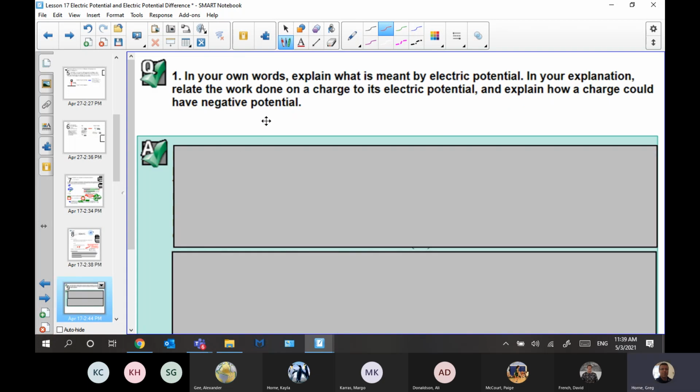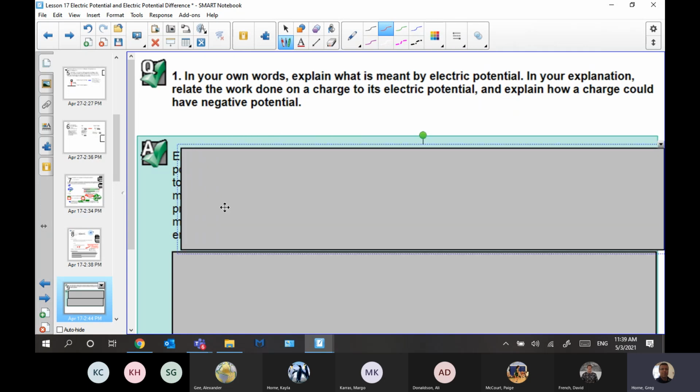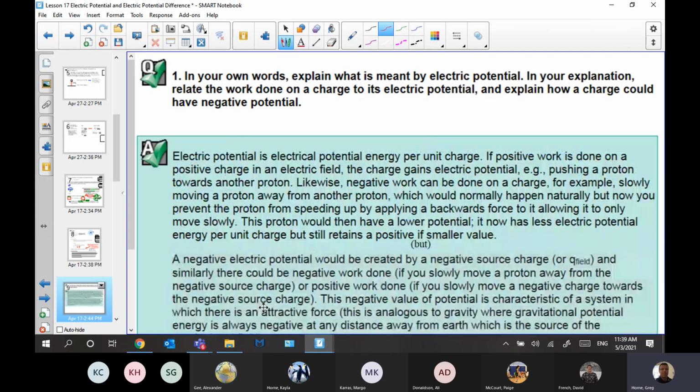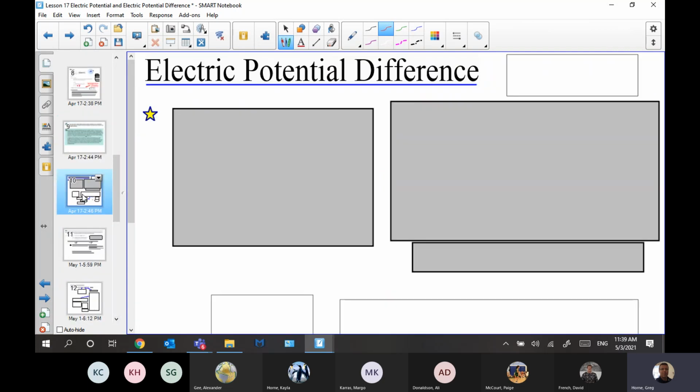So, are we ready for this? In your own words, explain what's meant by electric potential. In your explanation, relate the work done on the charge to its electric potential and explain how a charge can have a negative potential. Maybe I'll just get you to think about that. I'll reveal the answer so you can see it in the PDF. But you have to think about what your answer is going to be based on what we did, and then look at those later on and see that you've accomplished the goal, that you can describe it.